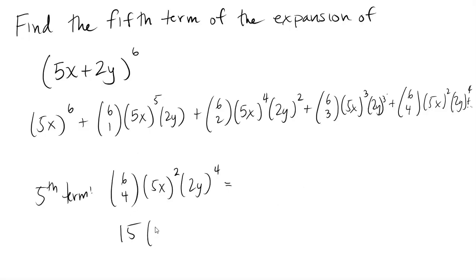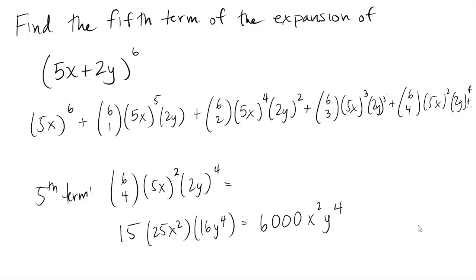(5x)^2 is 25x^2. And (2y) all raised to the 4th. 2 to the 4th is 16, so this is 16y^4. 25 times 16 is 400. 400 times 15 is 6,000, so it's 6,000 x^2 y^4. That would be the 5th term of this expansion.